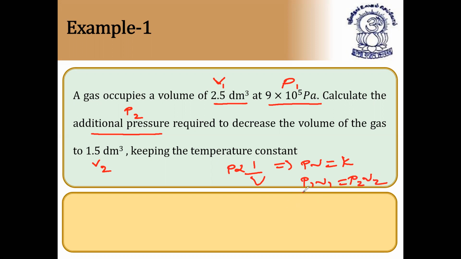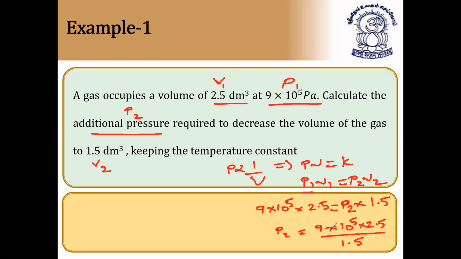So P1 is equal to 9 into 10 to the power 5 pascals, into V1, that is equal to 2.5 decimeter cube. They are given in liters, both liters, so no need to change the unit. This is equal to P2, which we have to find, into volume 1.5. So you can write P2 is equal to 9 into 10 to the power 5 into 2.5 divided by 1.5. It's very simple.